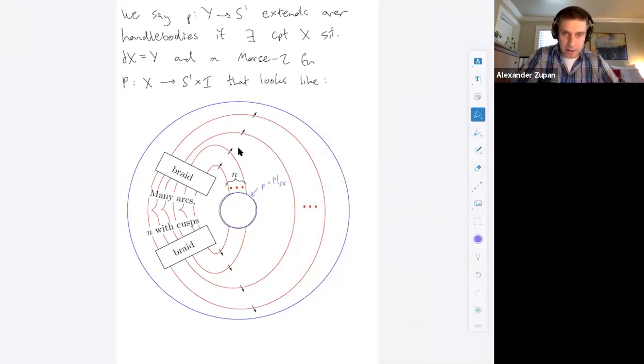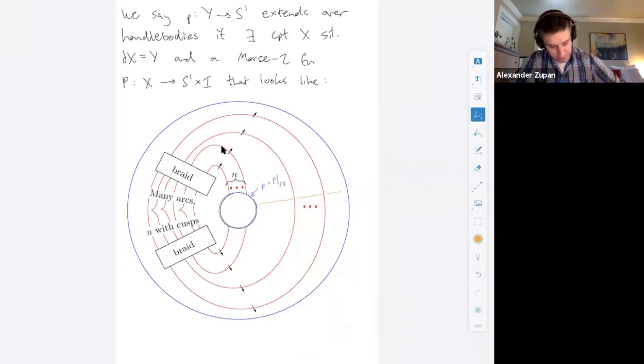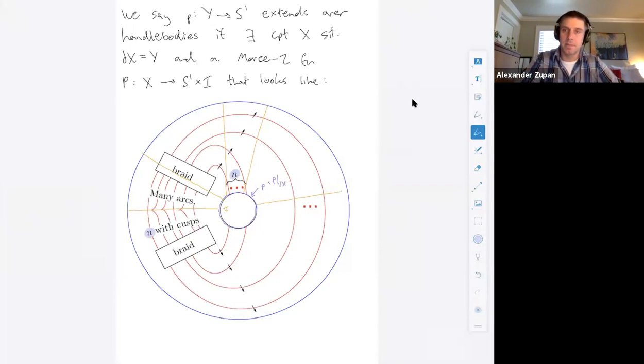I also require that all of my radial things are directed here. So every radial line segment only crosses arrows pointing outward. Same is true for the ones that go through the braids. And then I have to have all of my cusps contained here in this capital P inverse of the pi radius. And the number of cusps n must be equal to the number of critical points n. And so that's what it means to extend over handlebodies.